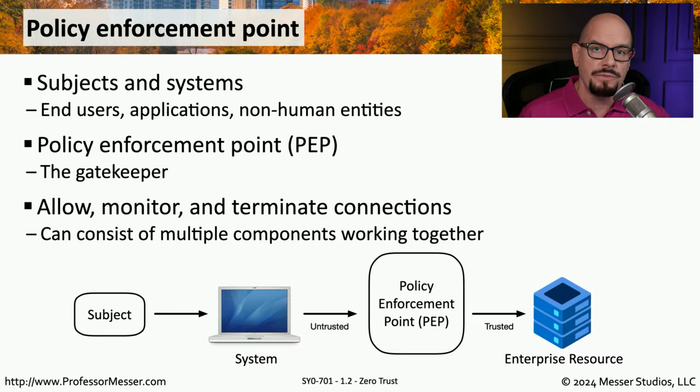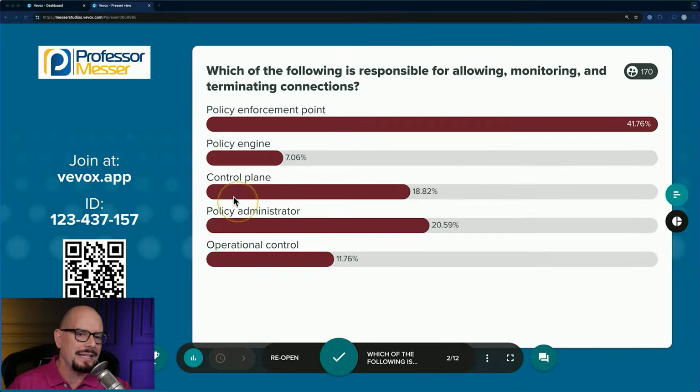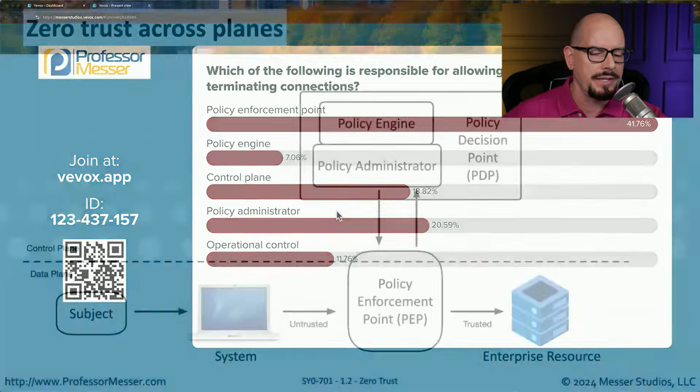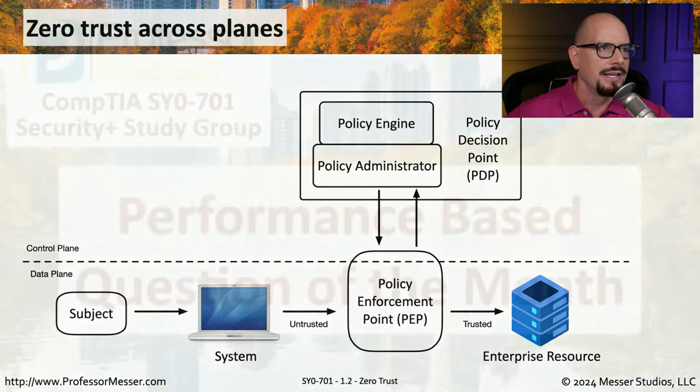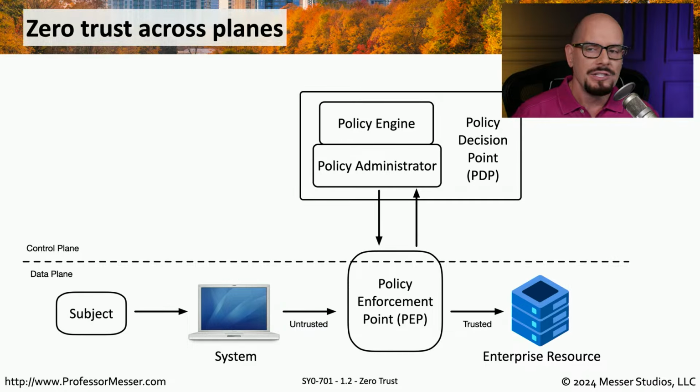That was the one that most of you chose for this particular answer. As you remember, the plurality of you did choose policy enforcement point. 41% of you chose that one. So it would not be a policy administrator or a control plane. If we wanted to really map out the whole zero trust architecture, it looks something like this. Let's go back. Can't see it unless we look at it. There we go. So you have the different planes of operation, your data plane and your control plane, and you can see how all of those different components work together to make those decisions on your network.